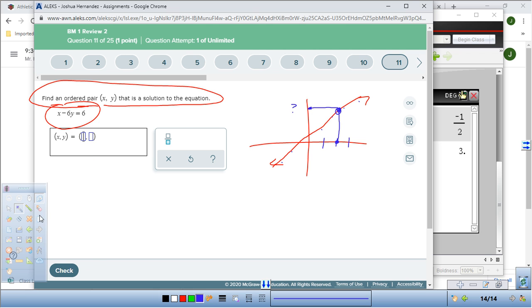So all I'm going to do is make x to be the easiest number in the whole wide world. 0 or 1. You don't mind? Which one do you want? 1 or 0? I think 0 is the easiest. Plug it in here. So now you're going to have x minus 6y is equal to 6. I'm going to make this a 0.